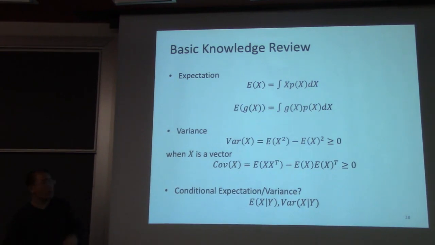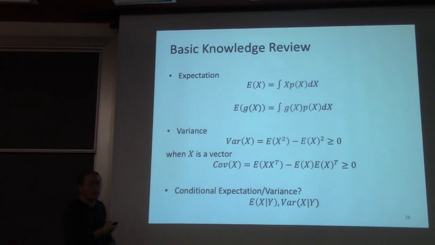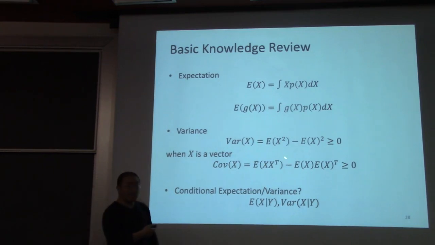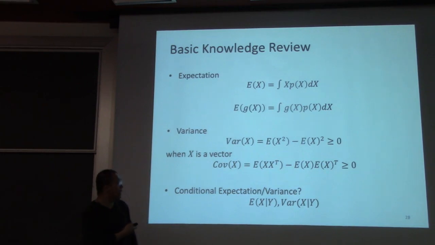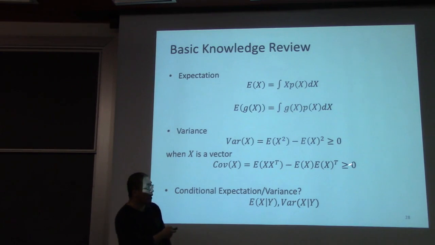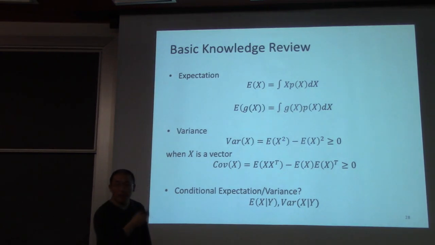We're talking about a matrix, and this matrix is called a covariance matrix. So if your vector is n-dimensional, the covariance matrix will be n by n. And how do we compute the covariance matrix? It's just the expectation of xx transpose minus the expectation of x multiplied by the expectation of x transpose. That's the definition. And also, when we say a matrix is no less than 0, it means that it is positive semi-definite.